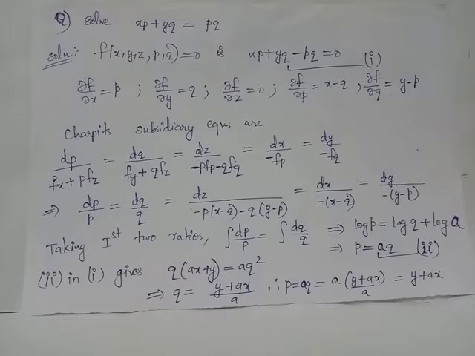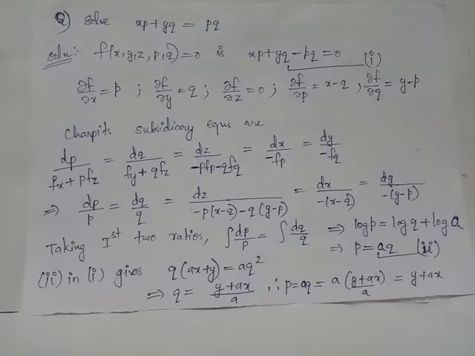xp plus yq equals pq. If we depend on Charpit's subsidiary equations, when we write the given equation in the format f of x, y, z, p, q equals 0, we have the given partial differential equation rewritten as xp plus yq minus pq equals 0. Call it equation 1.